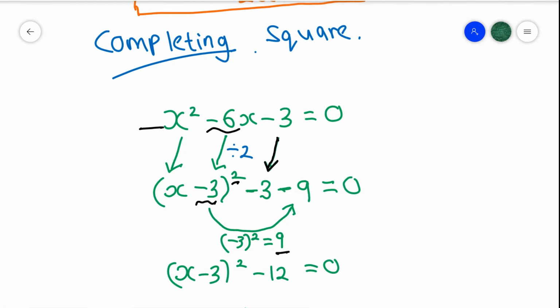Coefficient of x squared is 1. Then take half of the next term, minus 3. Then include the existing third term, minus 3 again. Then square half of the second term, which is 9, and minus that from the answer, equal to 0. So those are the steps involved in completing the square.